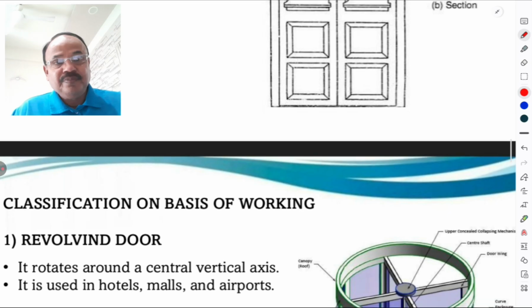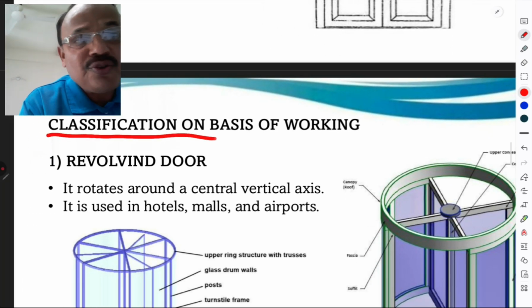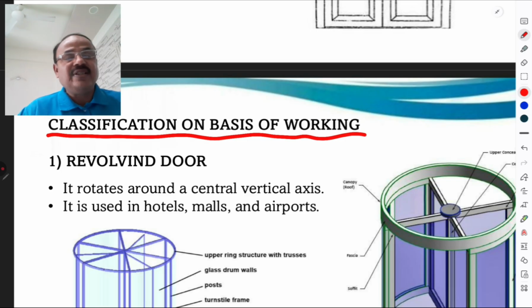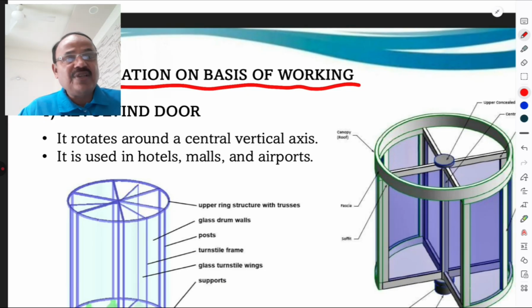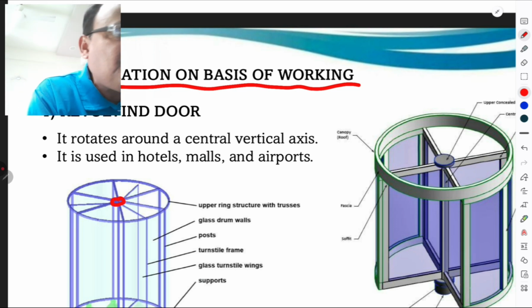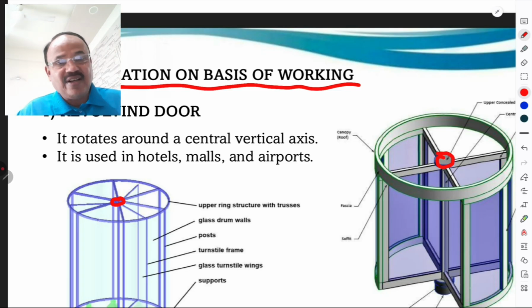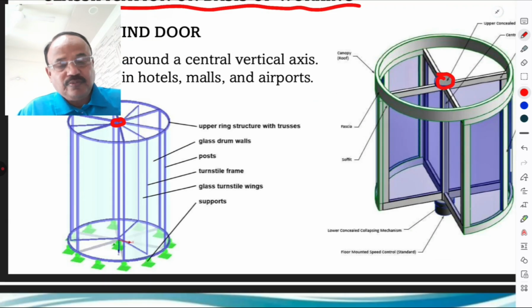Okay. Then classification on the basis of working. First we see on the manner of construction. Second classification is on the basis of working. This is the revolving door. It rotates about the central vertical axis, which may be called a pivot, and it is used in the hotels, malls and airports. This is a central pivot, and this door is rotated centrally. It is used in hotels, malls and airports.